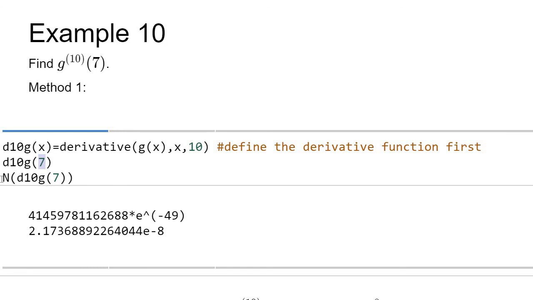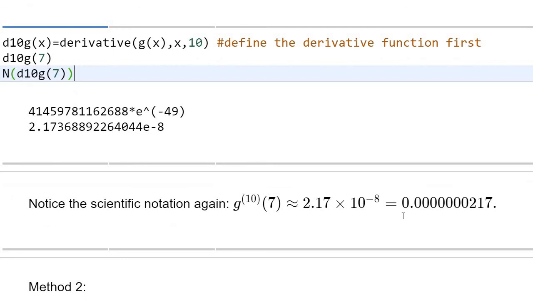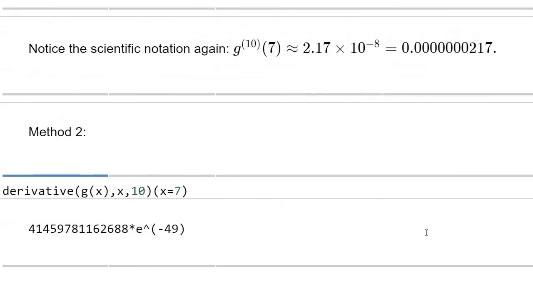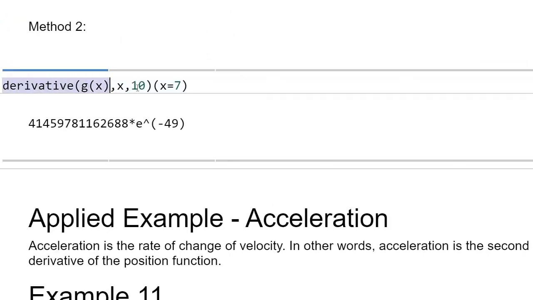If you want to convert to decimal, here's the thing to convert to decimal. Again, notice the scientific notation there. This is a small number, just barely above 0. If you like method 2, you can use that. So here's the 10th derivative. That calculates the 10th derivative function, and then this substitutes x equals 7 into the answer.